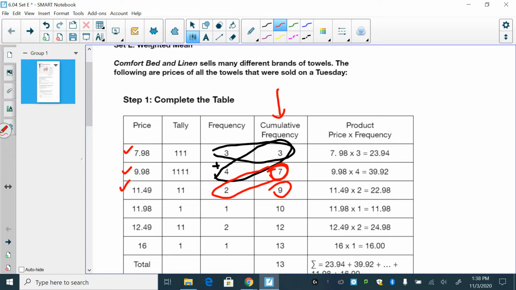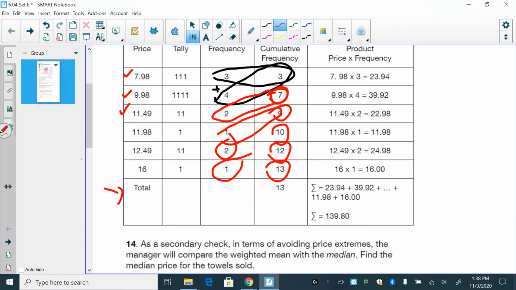If you keep going with this, 9 plus 1, that's how I got 10. 10 plus 2, that's 12. 12 plus 1, that's how I got 13. And then you're looking at this final row, and you're just rewriting this number here again. So that means I've got 13 items altogether. If I was going to write all these numbers from lowest to greatest, there would be 13 items.